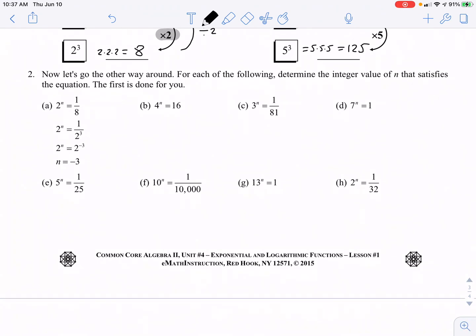In exercise 2, we're going to go the other way around. For each of the following, determine the integer value of n that satisfies the equation. The first one is done for you. Let's take a look at what was done in the first equation.